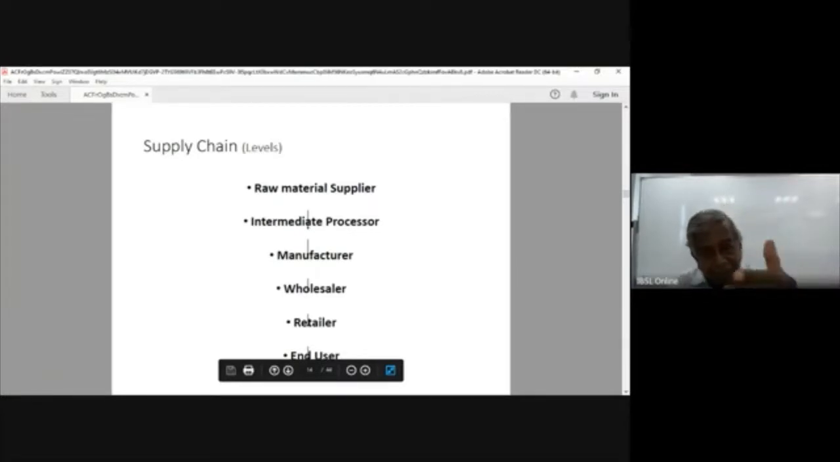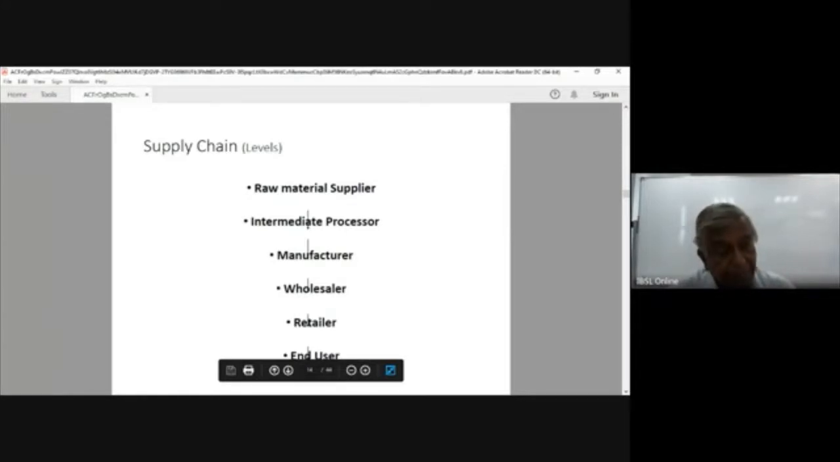And then from this manufacturer, it goes to the wholesaler. He is doing the wholesale trading. From the wholesaler, it goes to the retailer. He is doing retail sale. Wholesaler and retailer, you know the difference. So from the wholesaler, the retailer buys, and he sells to the final end user. Maybe you and me, we are the final end users purchasing this furniture. So this is the supply chain. In this supply chain, there are different levels: raw material supplier, next level intermediate processor, next level manufacturer, next level wholesaler, next level retailer, next level end user. Different levels.